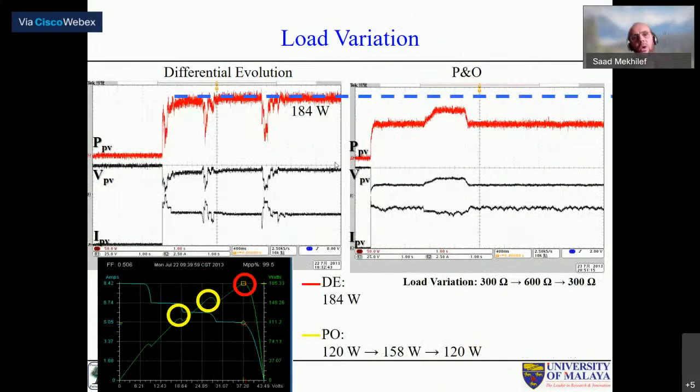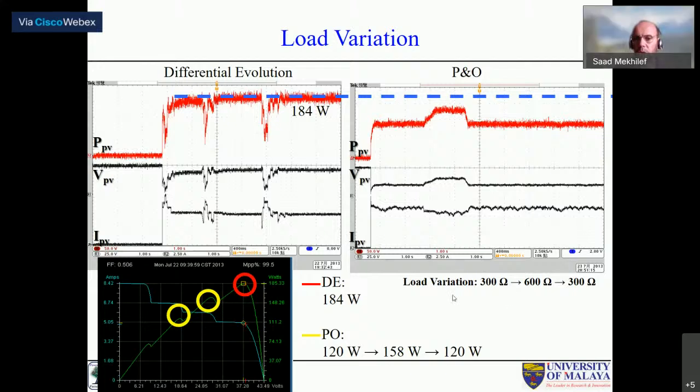So again, we do another test, which is the load variation. We do a load variation. Yes. So can you conclude here, because from 11 a.m. our technical session will start. Okay. Just 1 minute. Okay, sir.